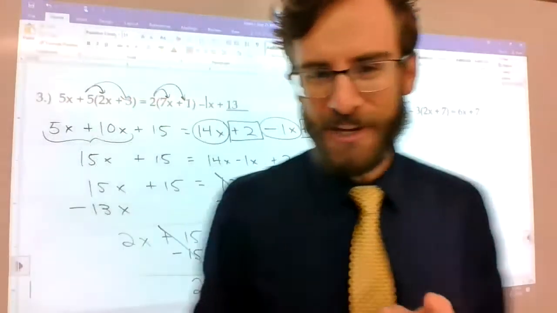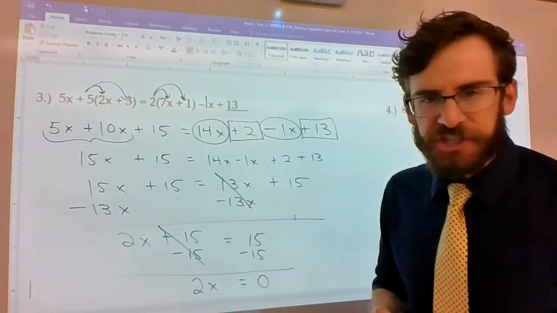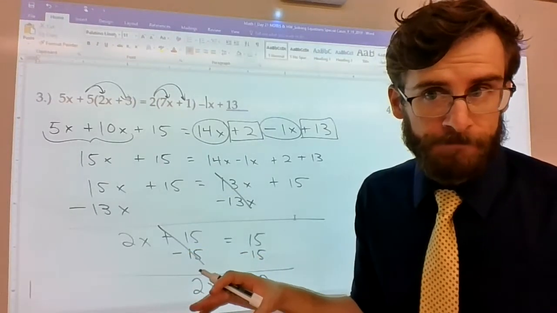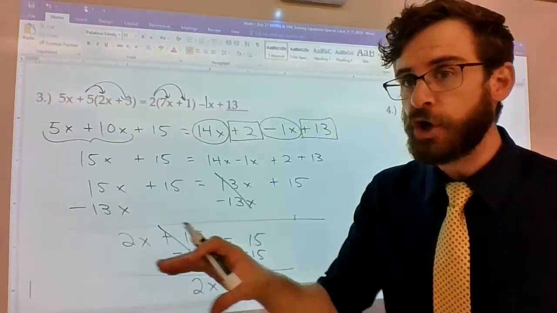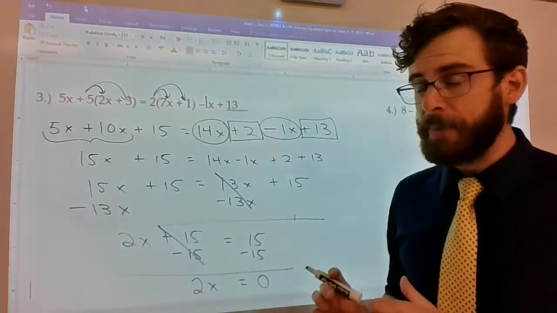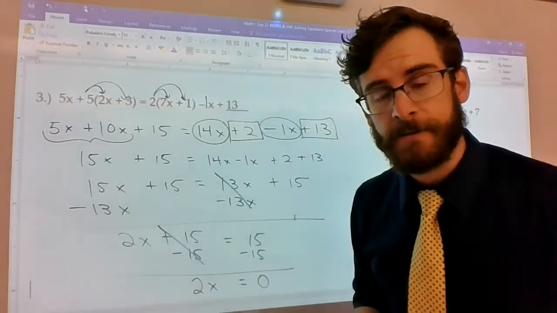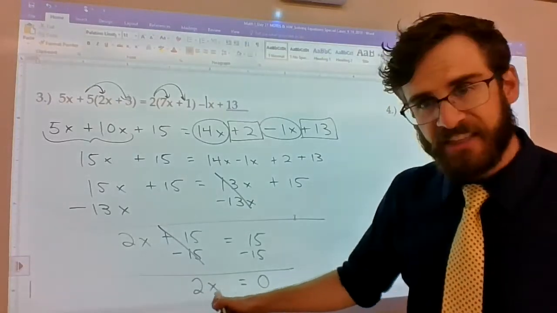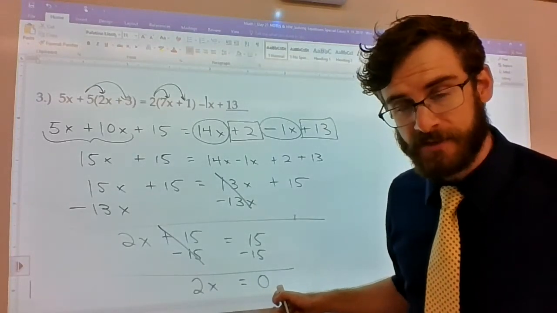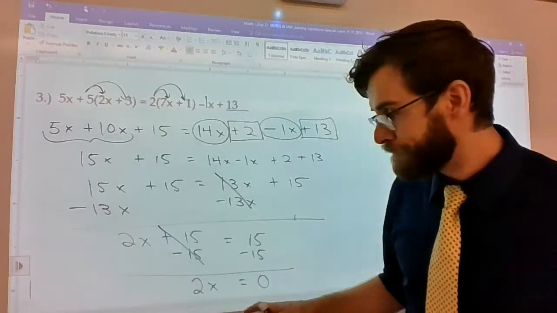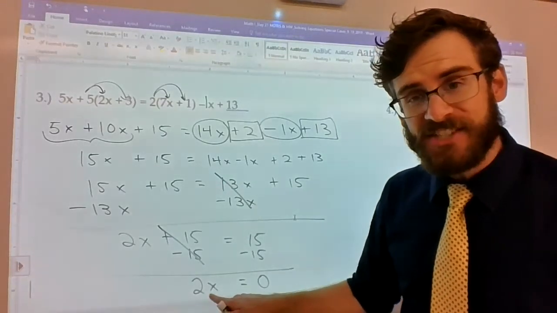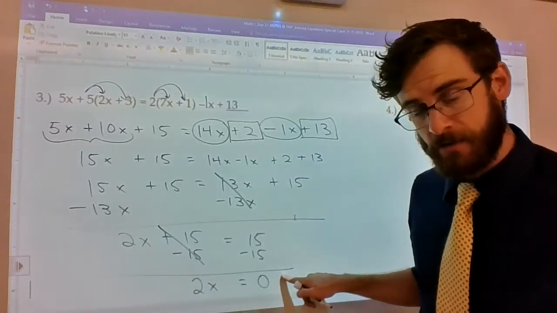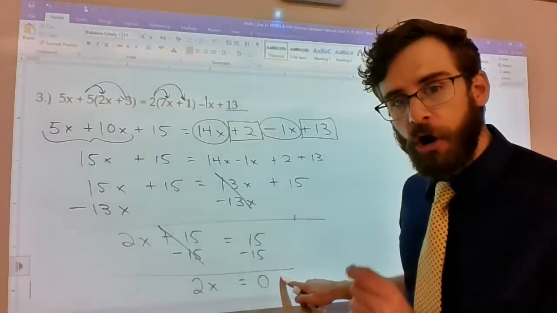Okay, so this is interesting. We just got the special case of if the x's drop out and you're left with a true statement, it's all reals. If the x's drop out and you're left with a false statement, it's no solution. Students will oftentimes see this and think that it's a special case. But guess what? It's not, because the x's didn't drop out. The constants on the other side dropped out, but we can still solve for x.